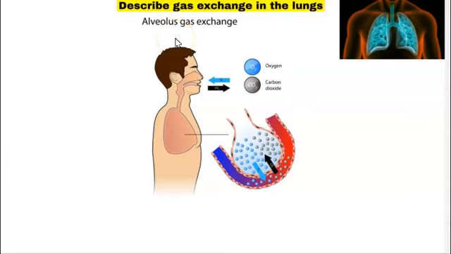In this video, we're going to learn how to describe gas exchange in the lungs. Gas exchange in the lungs happens in the alveoli. These are the little dead-end air sacs found at the ends of the lungs.